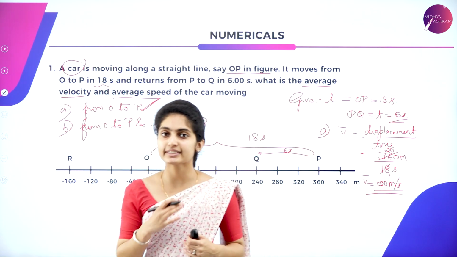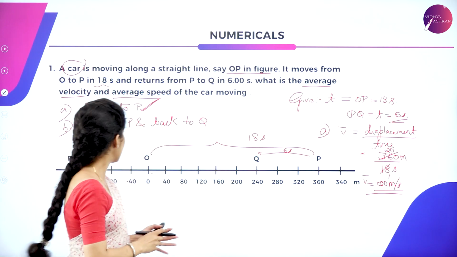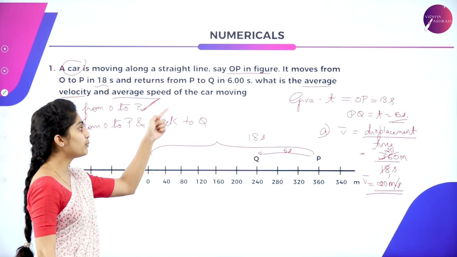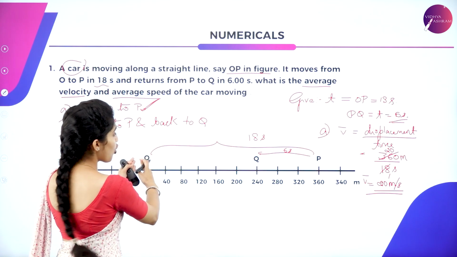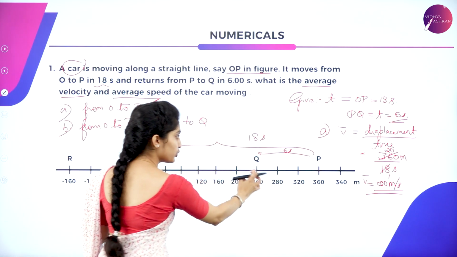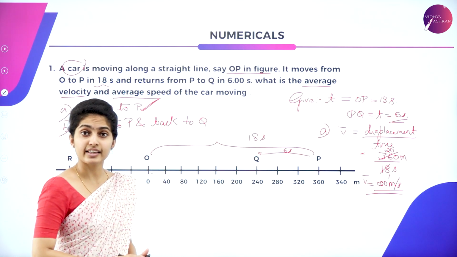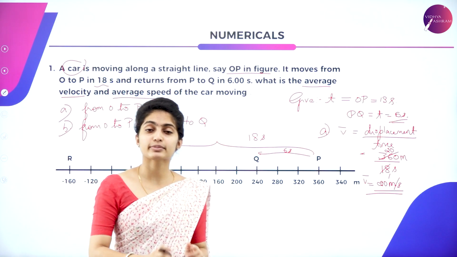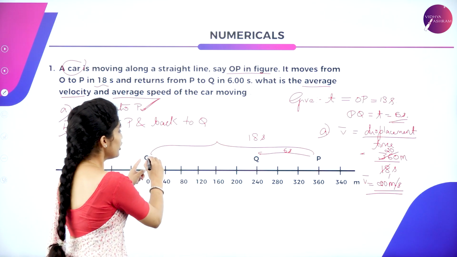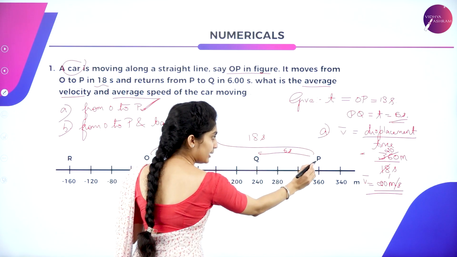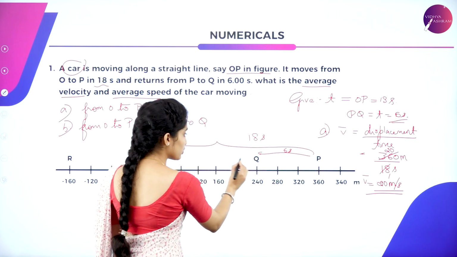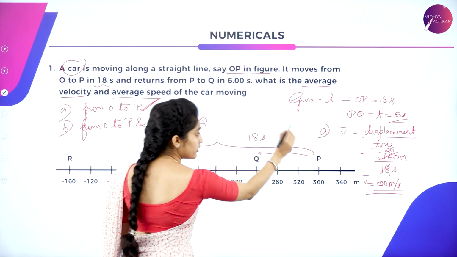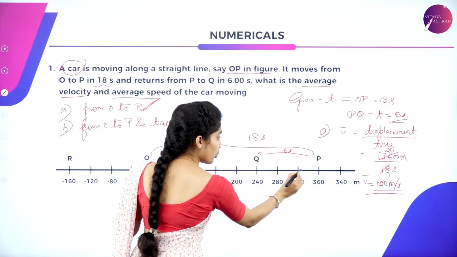Now coming to the second question. From O to P and back to Q. Here in this case, your distance and displacement both are different, because from O to P and P to Q, it is 360 plus 120.